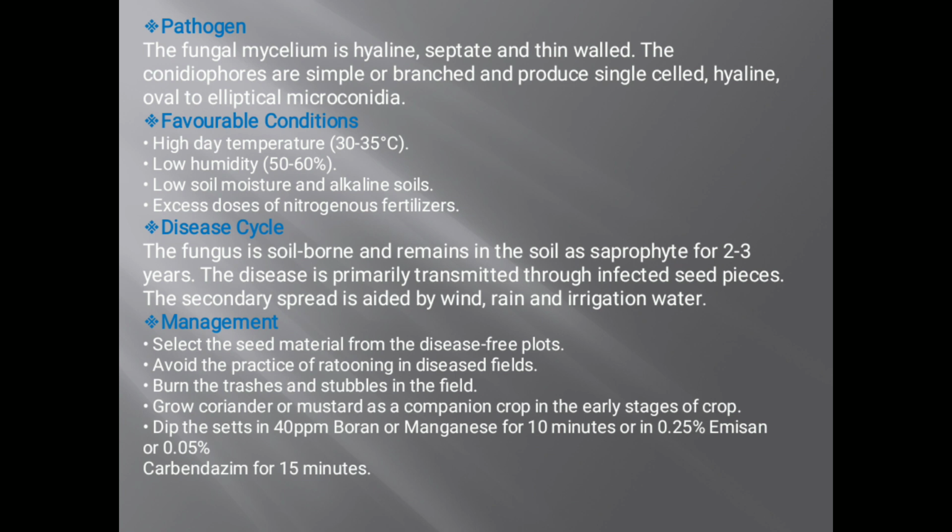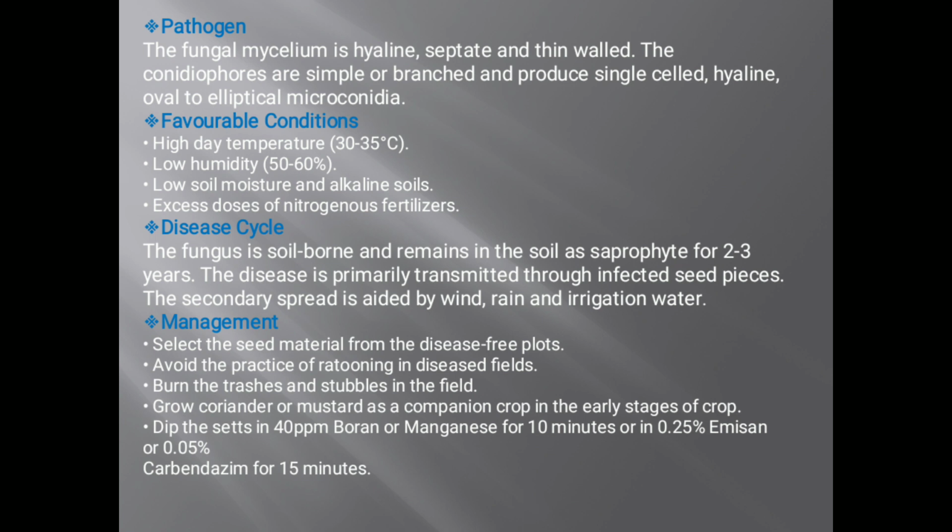The pathogen: the fungal mycelium is hyaline, septate, and thin walled. The conidiophores are simple or branched and produce single-celled, hyaline, oval and elliptical microconidia. Favorable conditions: high day temperature, low humidity, low soil moisture, alkaline soil, and an excessive dose of nitrogenous fertilizer. Disease cycle: the fungus is soil borne and remains in the soil as a saprophyte for 2 to 3 years. The disease is primarily transmitted through infected seeds, with secondary spread by wind, rain, and irrigation water.